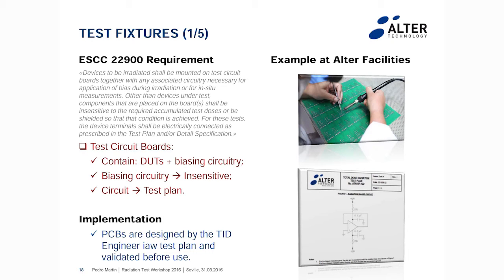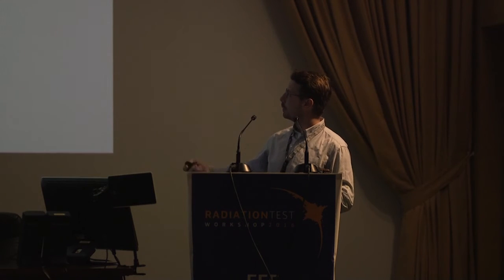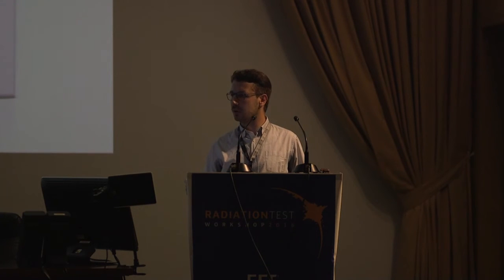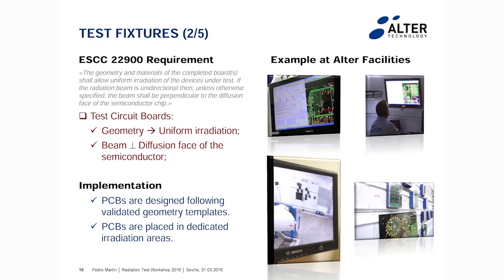We are going to talk about the test circuit boards. Of course, these are the boards where you place the components when you are going to submit them to radiation test. These boards have to implement the circuits previously agreed in the test plan. The circuit is very important because there is a strong dependency of the radiation results on the circuit.